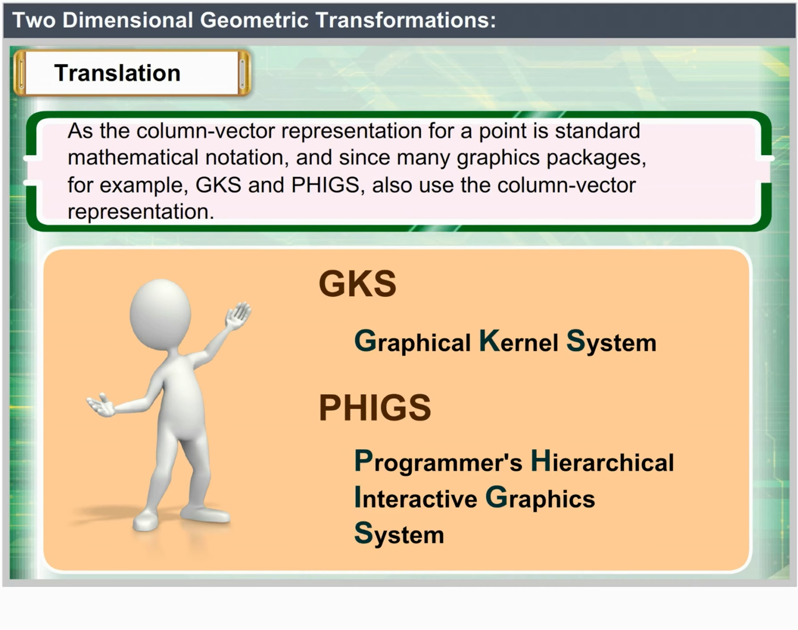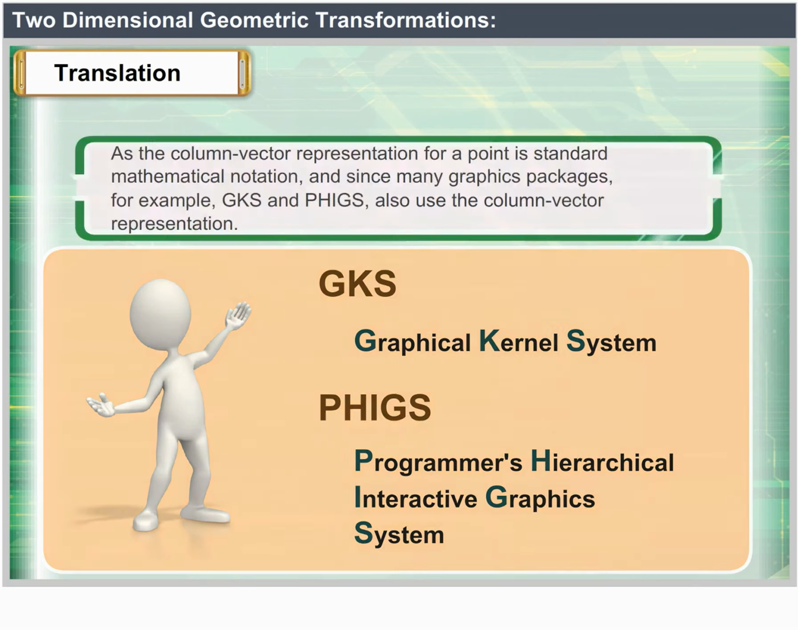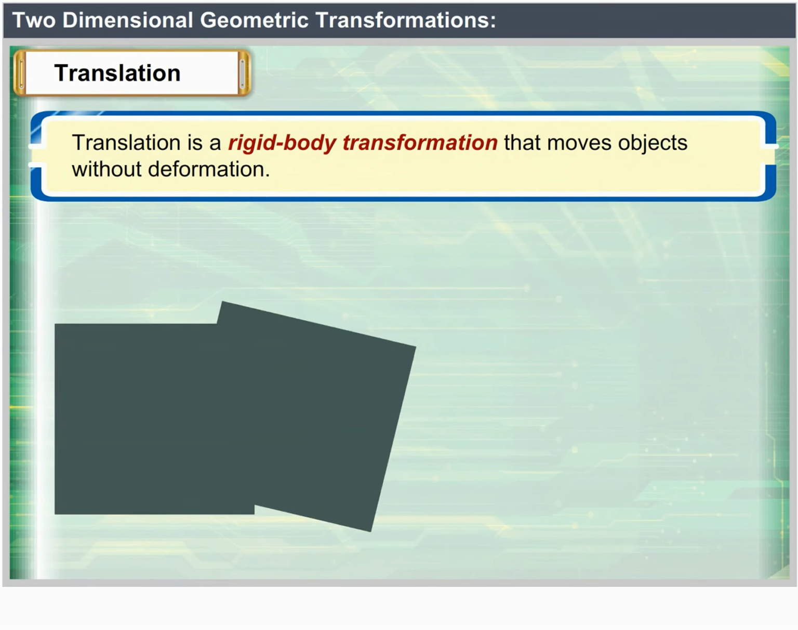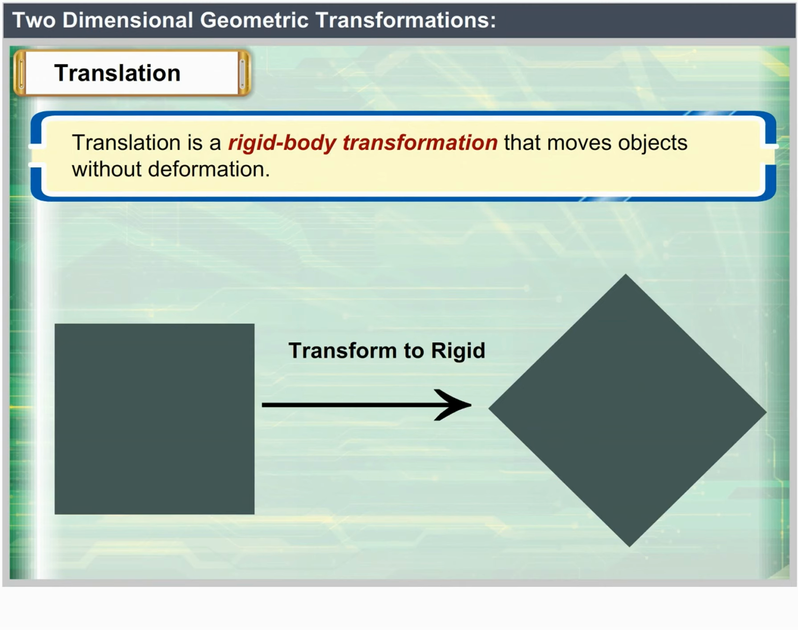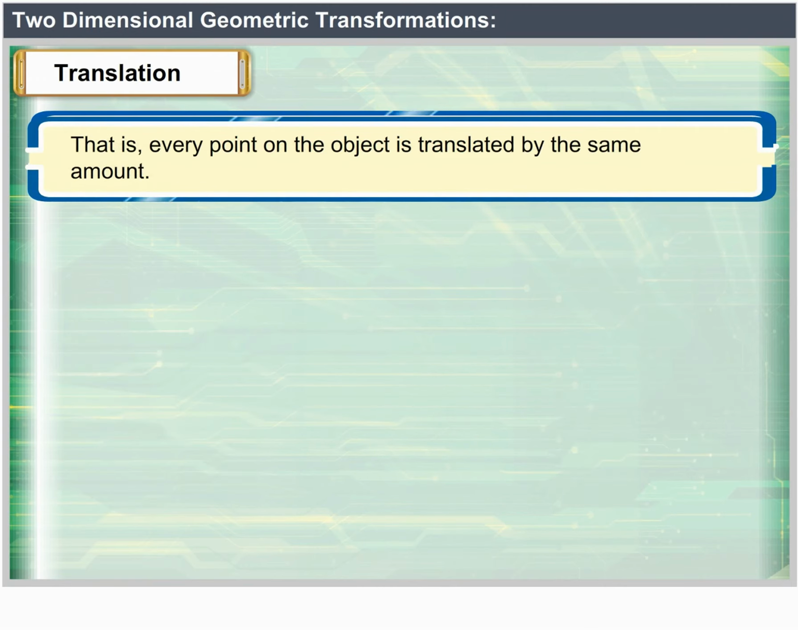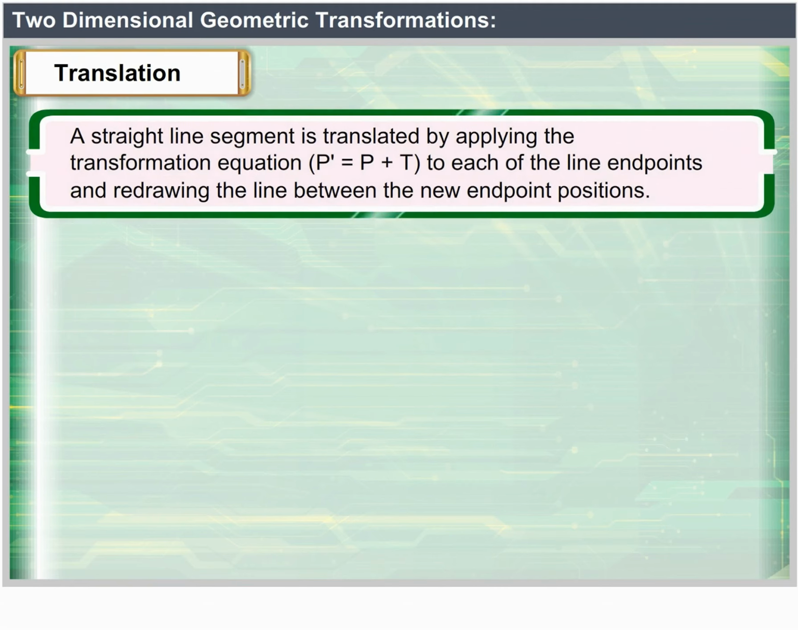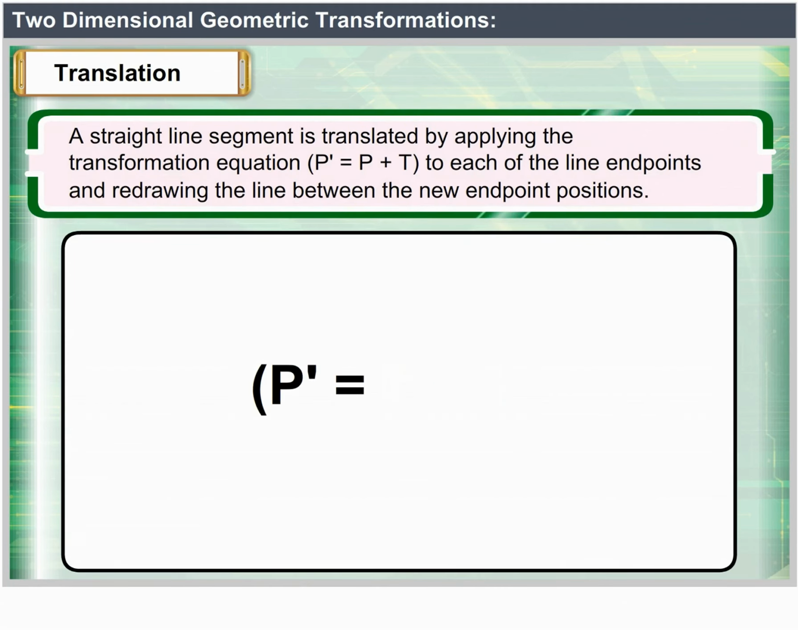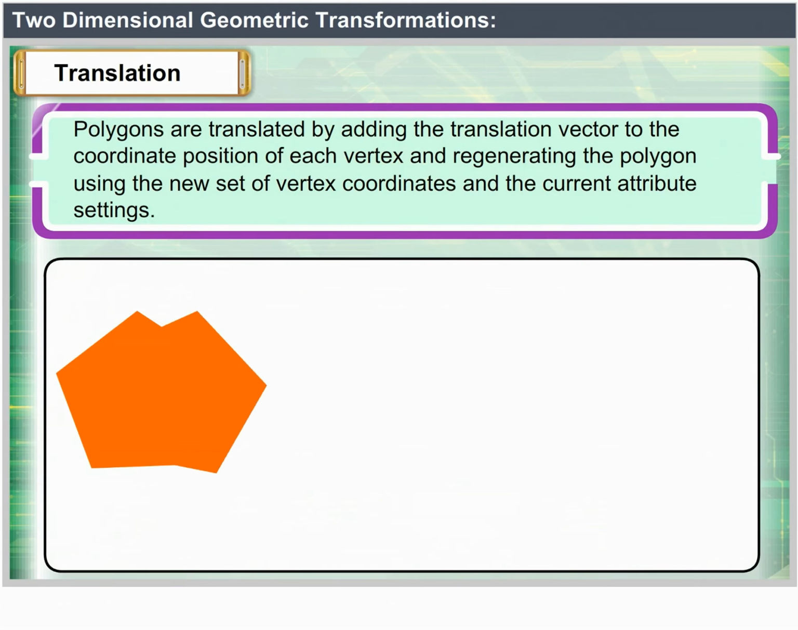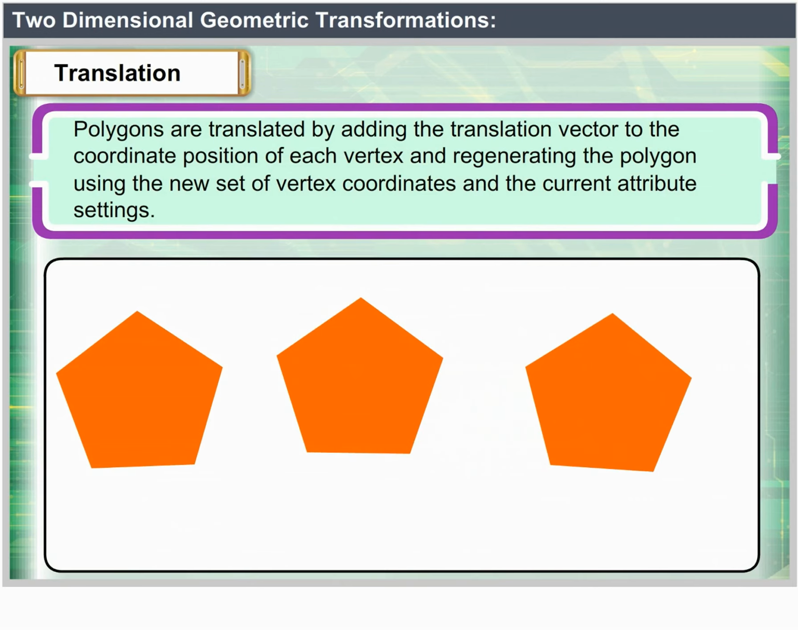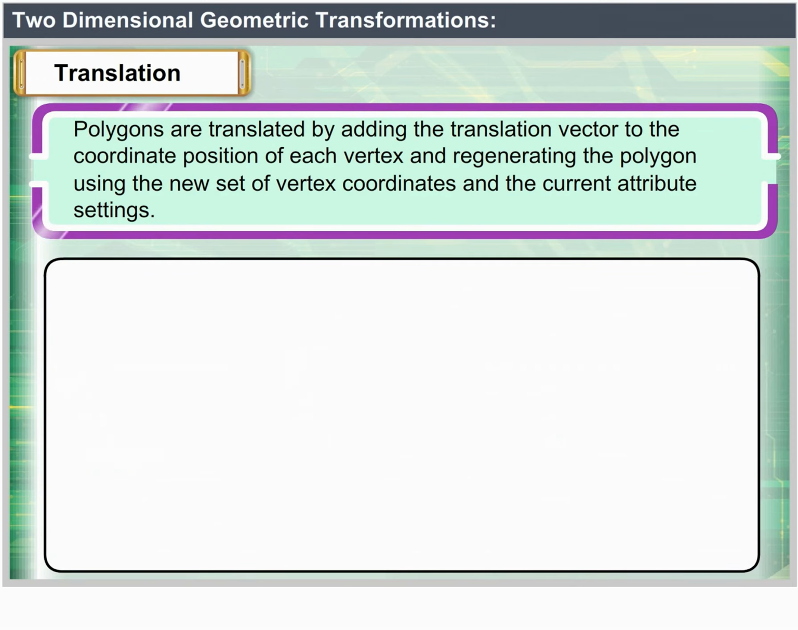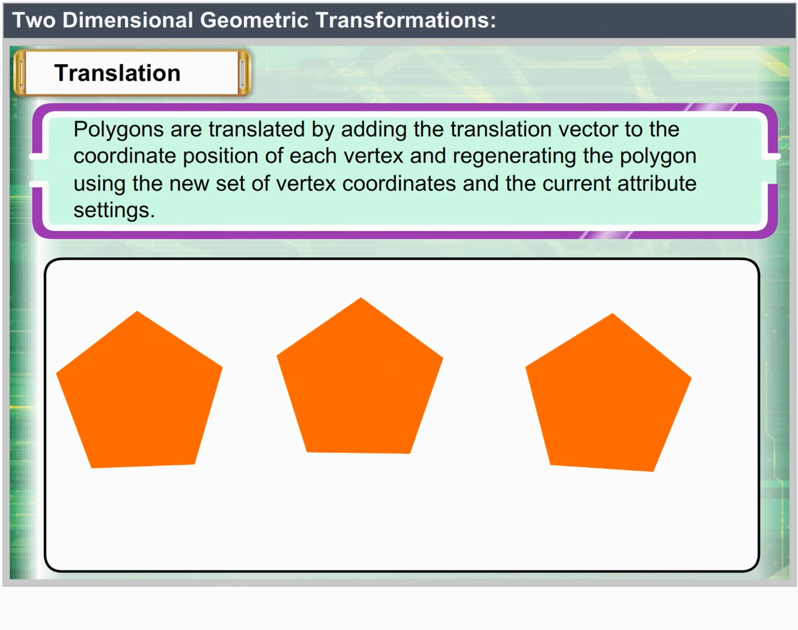Translation is a rigid body transformation that moves objects without deformation. That is, every point on the object is translated by the same amount. A straight line segment is translated by applying the transformation equation P' equals P plus T to each of the line endpoints and redrawing the line between the new endpoint positions. Polygons are translated by adding the translation vector to the coordinate position of each vertex and regenerating the polygon using the new set of vertex coordinates and the current attribute settings. This figure illustrates the application of a specified translation vector to move an object from one position to another.